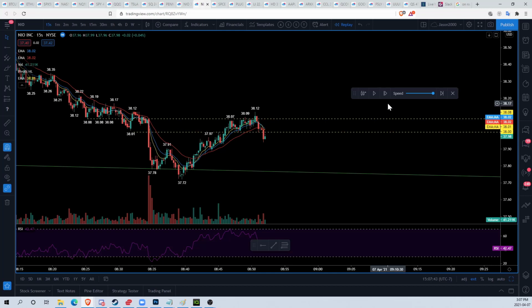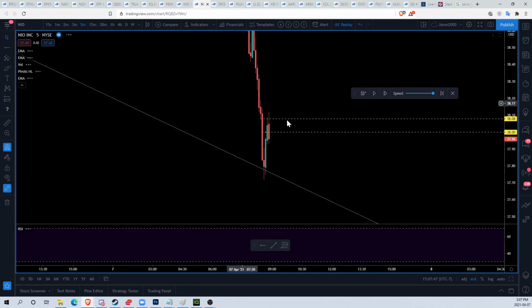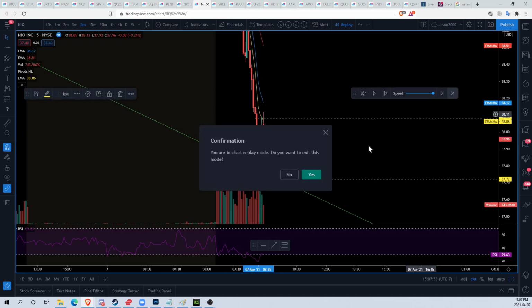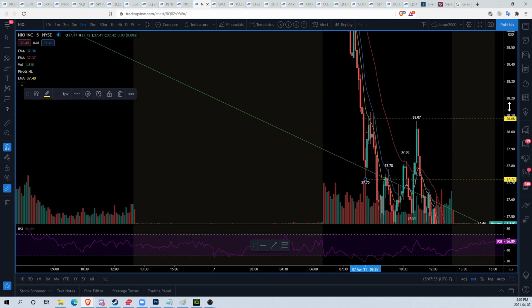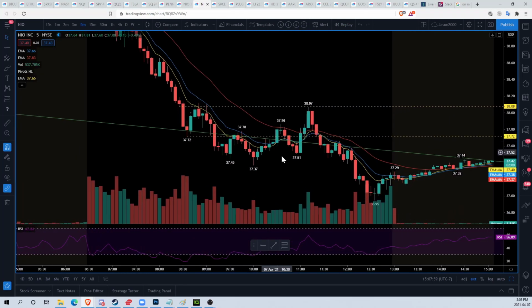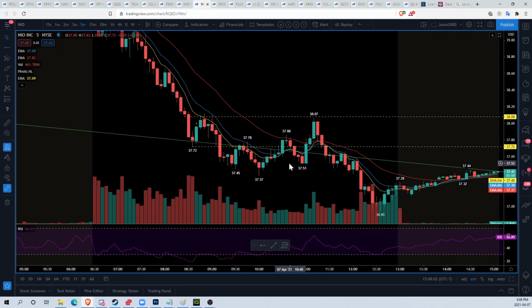So let's see what NIO did for the remainder of the day. We are just going to get rid of this. We're going to put our 37.02 low down here. We're going to get rid of replay mode. And as you can see, we continue to trend down for quite some time before we got a 5-minute trend change. So all in all, a pretty small hourly oversold bounce, but still a profitable opportunity. And beyond that, just a great teaching moment.